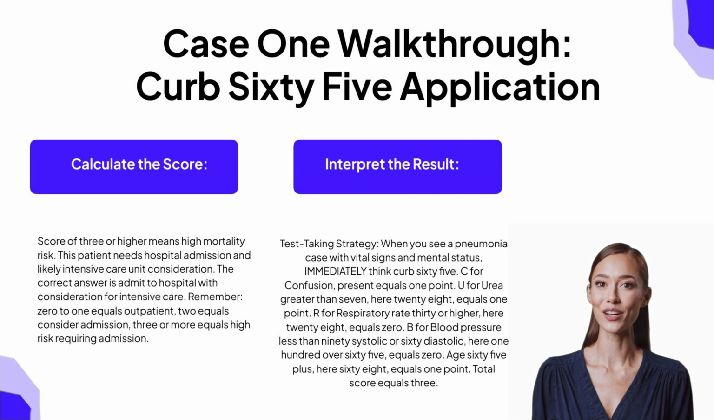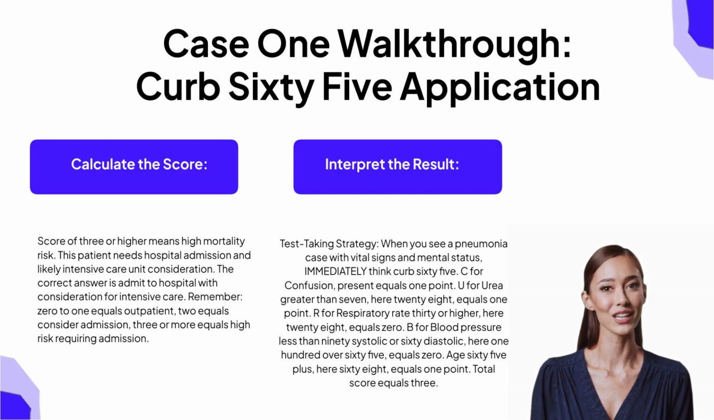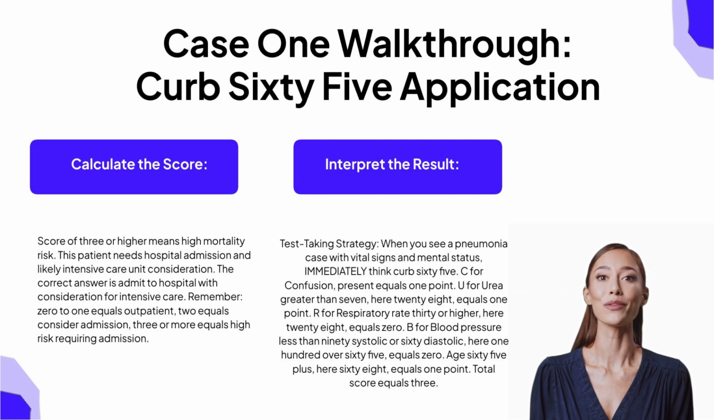First, calculate the CURB-65 score. Confusion is present, that's 1 point. Urea of 28 is above 7, that's another point. Respiratory rate of 28 is below 30, so 0 points for that. Blood pressure is borderline but not meeting criteria for systolic below 90 or diastolic below 60. Age 68 gives us 1 point. Total score is 3. A score of 3 or higher indicates high mortality risk. This patient absolutely needs admission and likely intensive care unit level care.